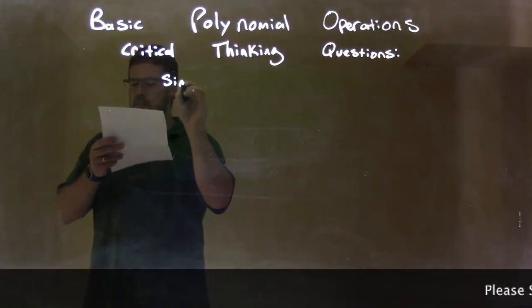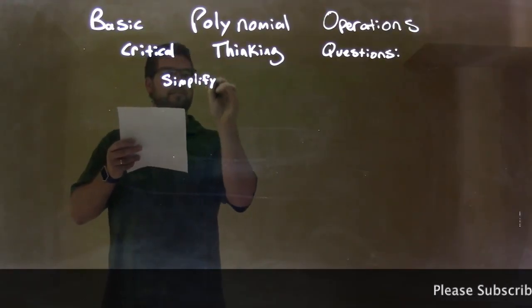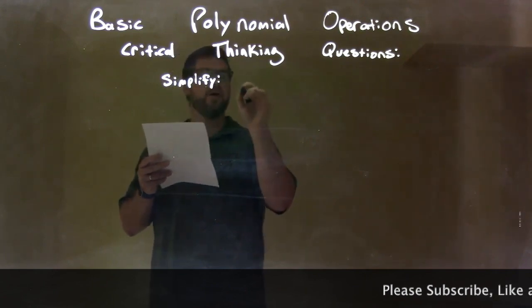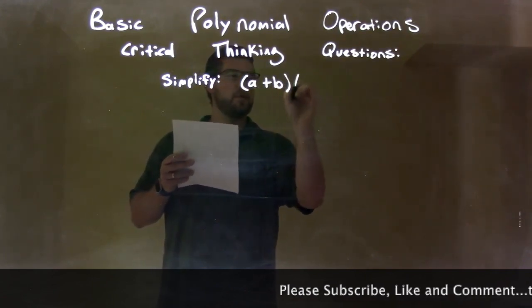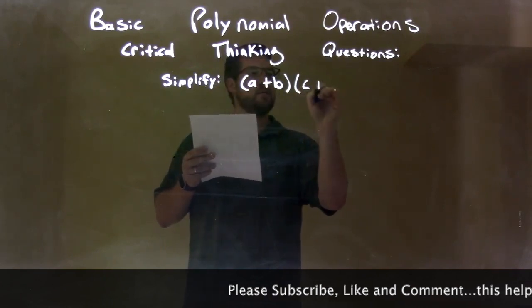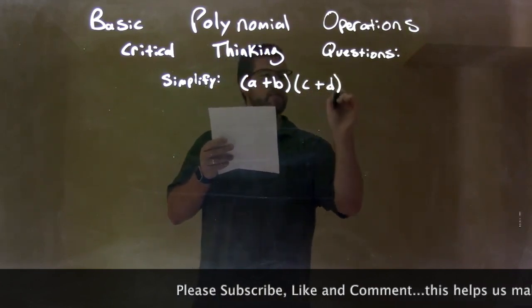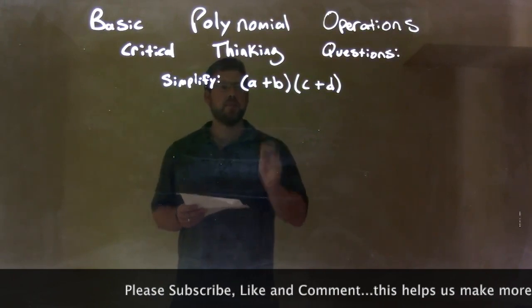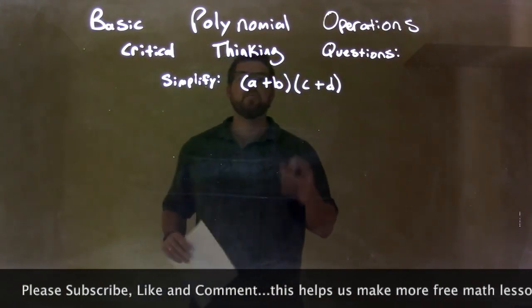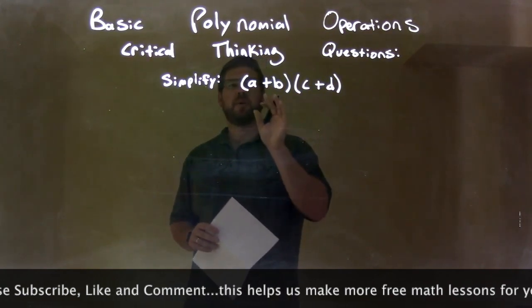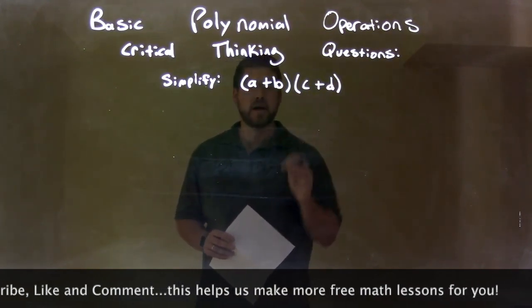Simplify. Okay, simplify, and they write this. A plus B times C plus D. Well, we have A plus B times C plus D. Now these are all variables. Well, the same rules still apply. We multiply all parts of my first parenthesis by all parts of my second parenthesis.